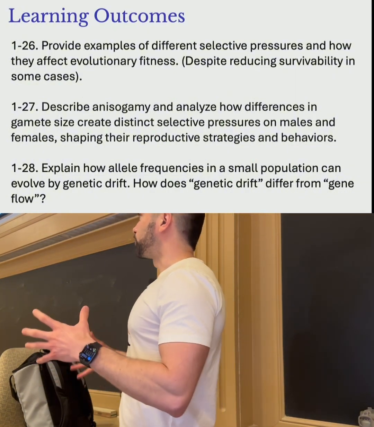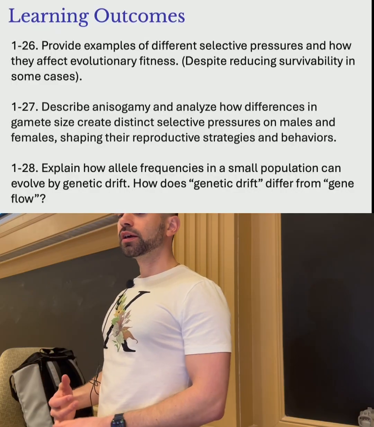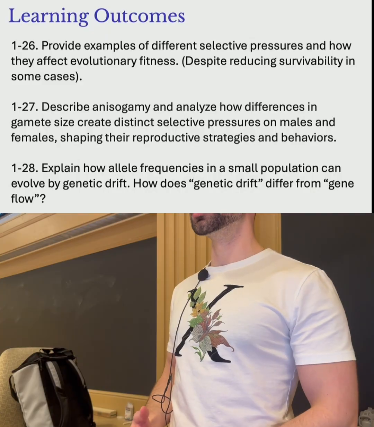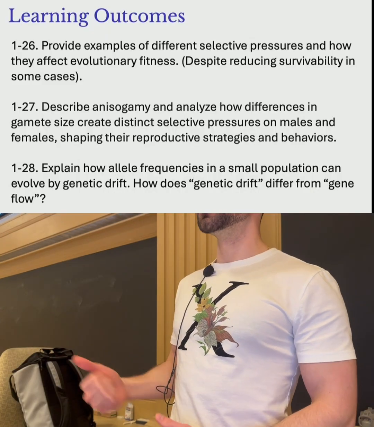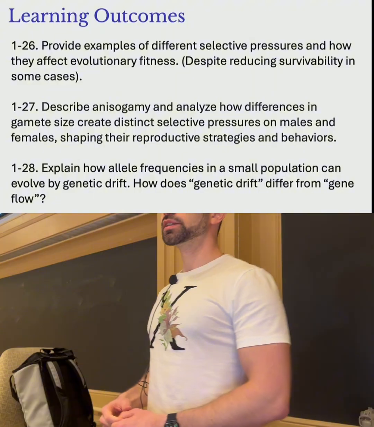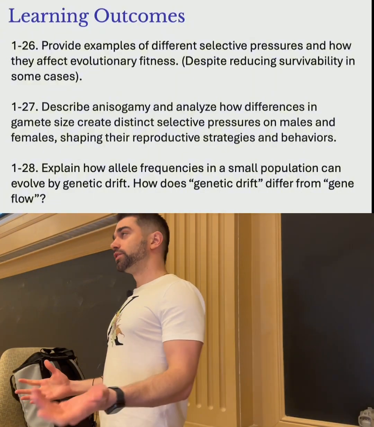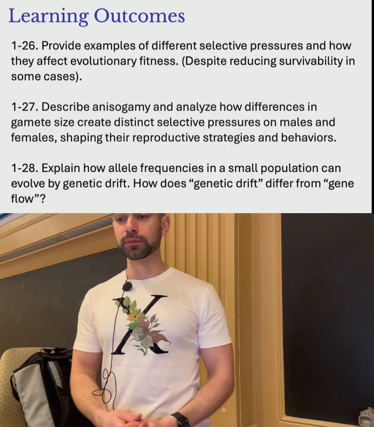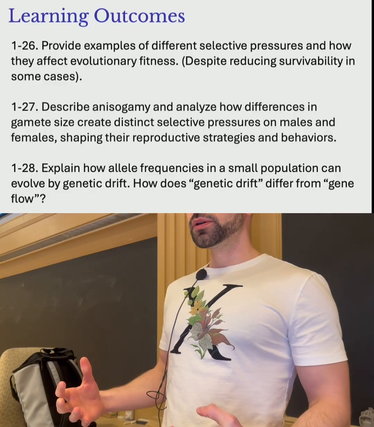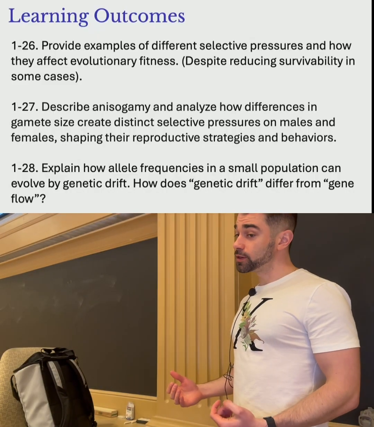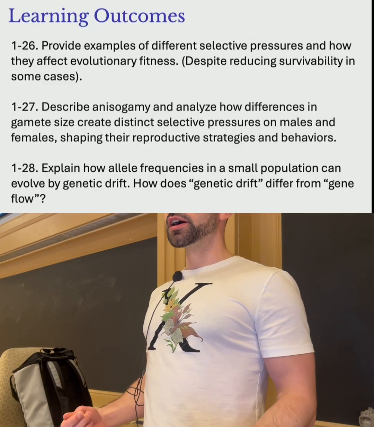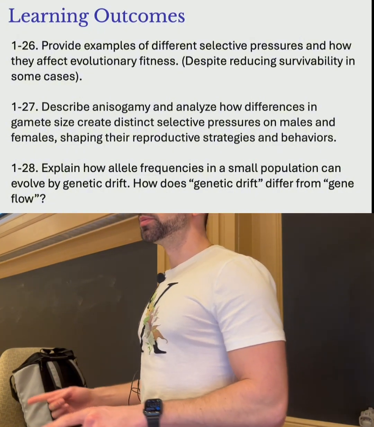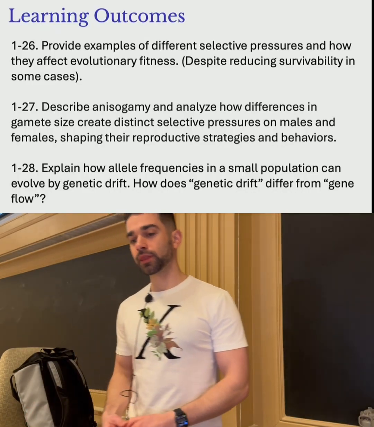As you guys know, these provide a roadmap about what we're going to be talking about today and the goals that we have for you. By the end of the lecture, you should be able to provide examples of different selective pressures and how they affect evolutionary fitness, despite, as we'll see, in some cases, even reducing individual survivability, which is kind of interesting. Also, you should be able to describe anisogamy and analyze how differences in gamete size create distinct selective pressures on males and females, which in turn shapes their reproductive strategies and behaviors.